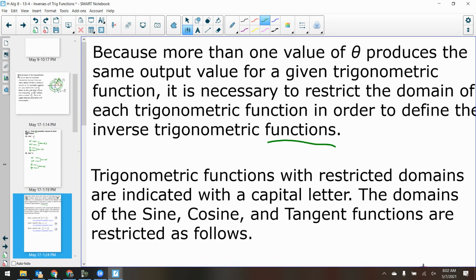Trigonometric functions with restricted domains are indicated with a capital letter. You haven't even realized it yet, but every single time that I've been writing sine, cosine, or tangent, have I capitalized? No. I've never capitalized sine, cosine, and tangent. Why? Because if you capitalize sine, cosine, or tangent, you're implying that you're restricting the domain. You didn't even know that was the case yet. There are implications to capitalizing that letter. What you're doing is saying, okay, I'm restricting the domain so that when I take the inverse, I'm only going to get one output.